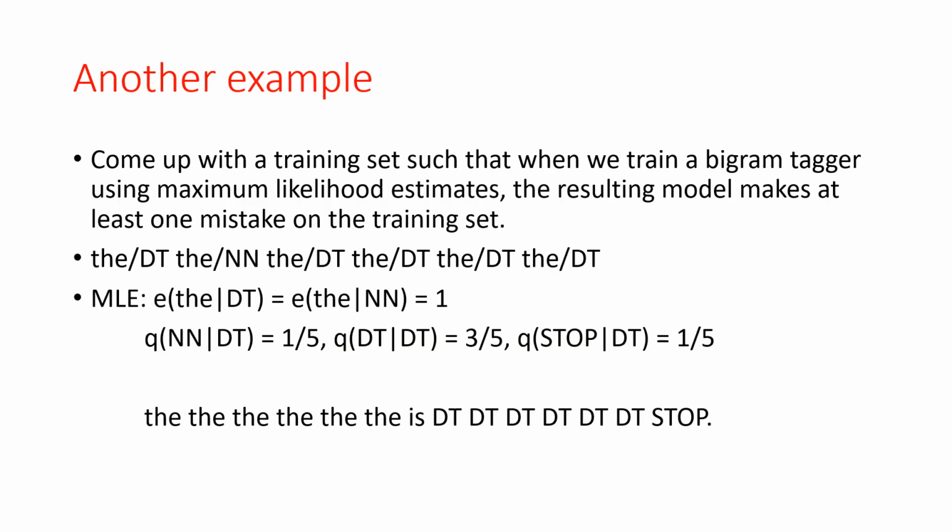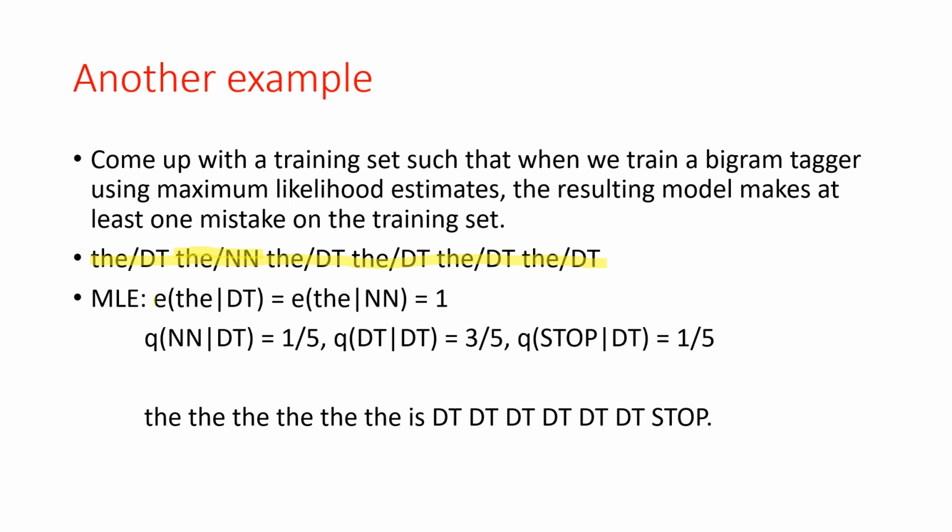The problem is to come up with a training set such that when we train a bigram tagger using maximum likelihood estimates, the resulting model makes at least one mistake on the training set. So let's consider a training set consisting of the single tagged sequence as shown here. We have 6 the's and each is labeled with determiner except for the second one, which is labeled as a noun. In this case we have the maximum likelihood estimates as follows.